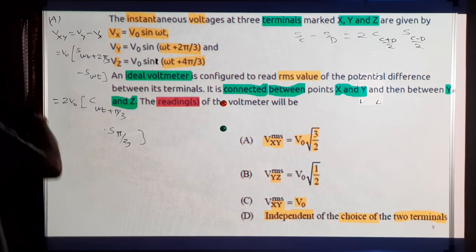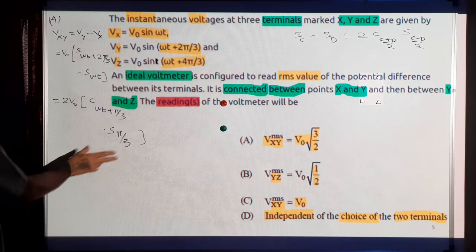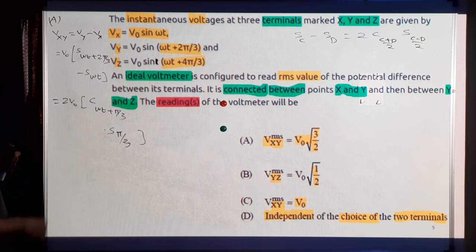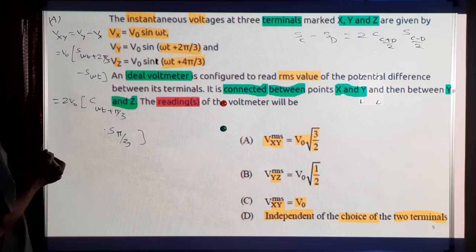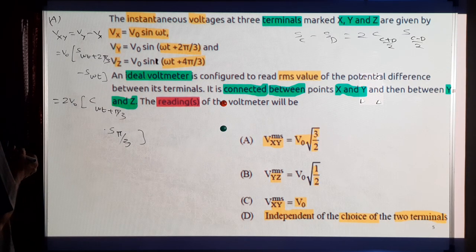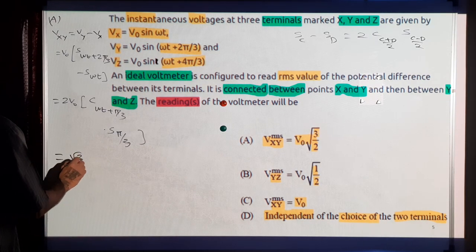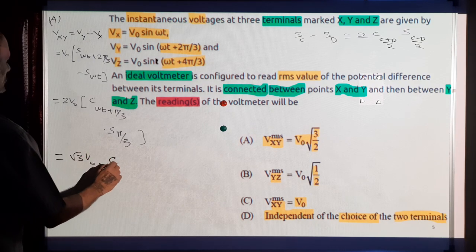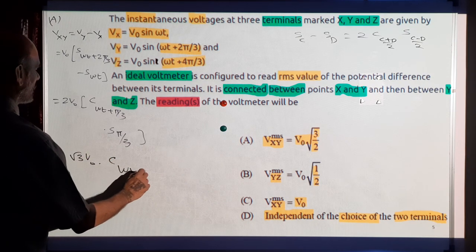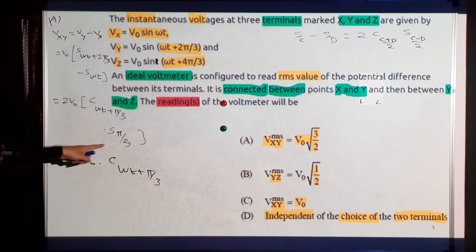So this is a function of time because these things are instantaneous voltages, they are a function of time. So here only this thing is coming up. Pi by 3 is 60 degrees, pi is 180, and sine 60 is root 3 by 2, sine 30 is half. So I have root 3 times v naught into cos omega t plus pi by 3. Root 3 by 2, 2 and 2 will cancel, root 3 will remain.